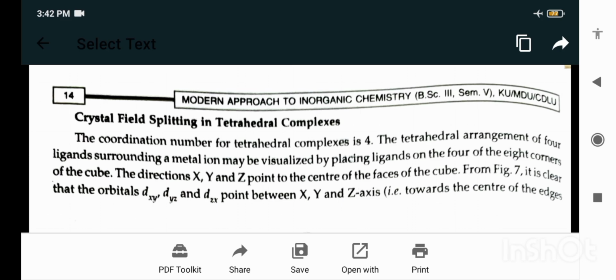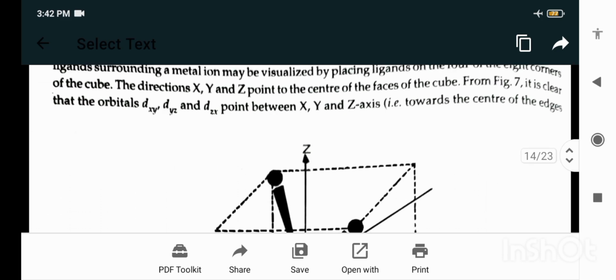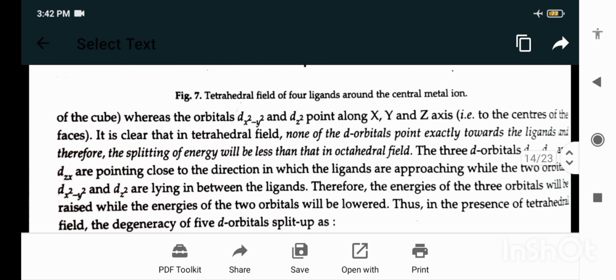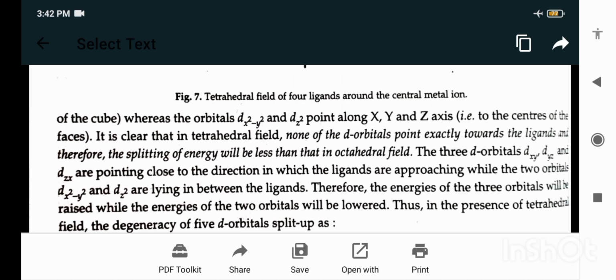It is clear that the orbitals dxy, dyz and dzx point between the x, y, z axes towards the center of the edges of the cube, whereas the orbitals dx² minus y² and dz² point along the x, y and z axes, that is, to the centers of the faces. It is clear that in a tetrahedral field, none of the d orbitals point exactly towards the ligands, and therefore the splitting of the energy will be less than that in the octahedral field.